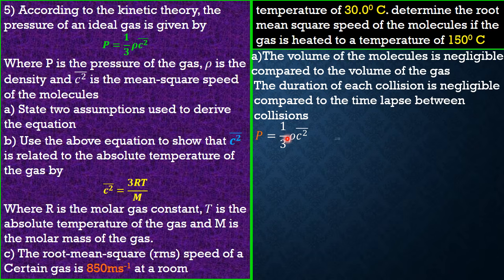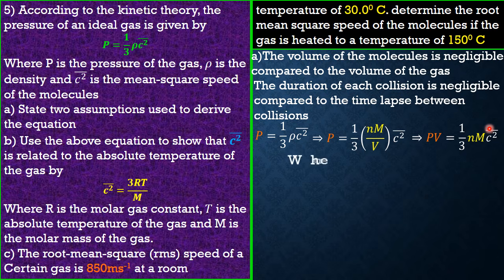So let's say capital M is the mass of each molecule, and there are n number of those molecules. So we have a total of nm over V as the density. This nm is simply the total mass of the n molecules present in that container. So nm over V is simply equal to the density. If we multiply all through by V, we are going to have PV equal to 1/3 nm c squared bar, where capital V is simply the volume of the container.